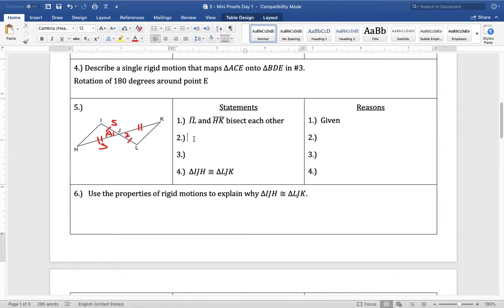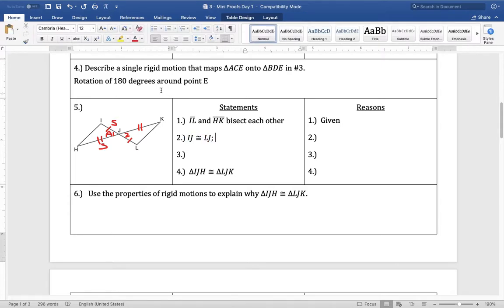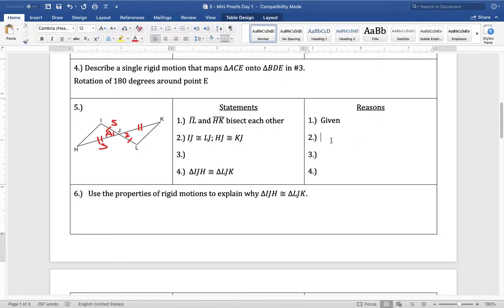All right, let's write this proof up. Give him some time to try it out and then come back. All right, so we got a side angle side proof here. Let's type this in. The bisecting of each other is great because it's going to give us two sets of sides that we need. And one of them is going to be that IJ is congruent to LJ. And the other one is that HJ is congruent to KJ. And definition of bisector, or segment bisector.